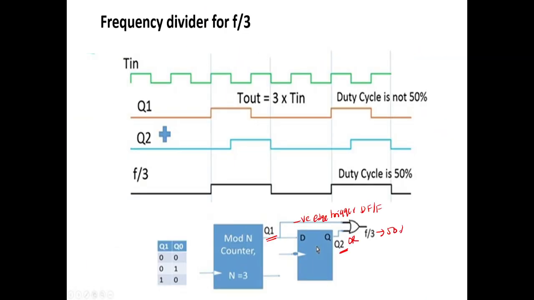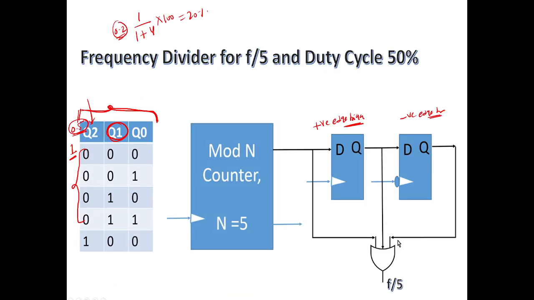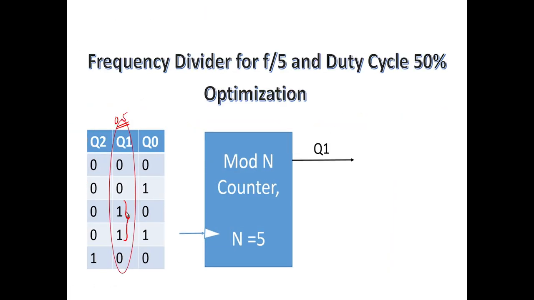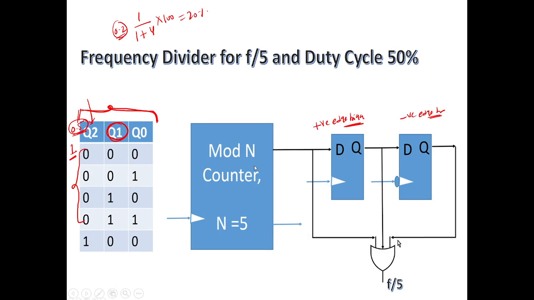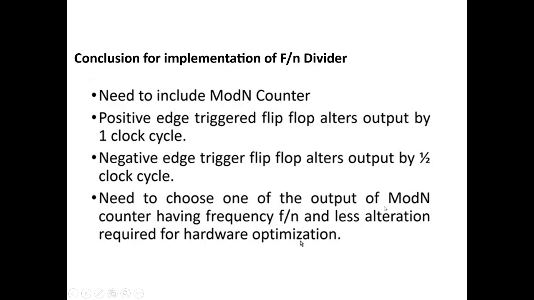Actually, F by 3 is the same as F by 3 only. Mod is different. Again, I'm doing optimization. Suppose if you are taking Q2, you are using two flip flops. So in order to decrease that, I am using only one flip flop if I consider Q1.